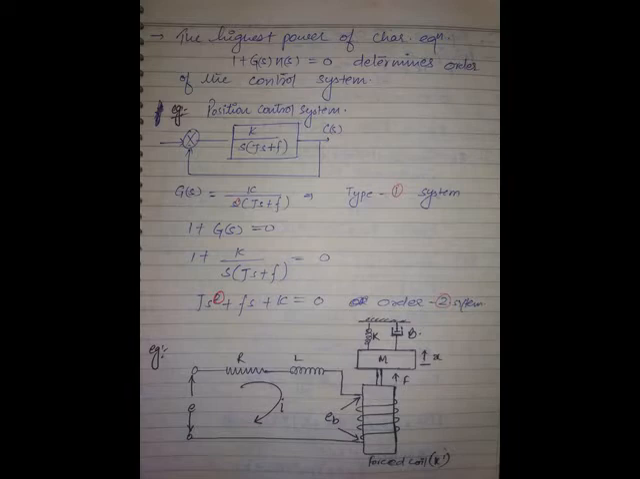VA is directly proportional to VE. VA is KA times VE. VA of S is KA into VE of S.